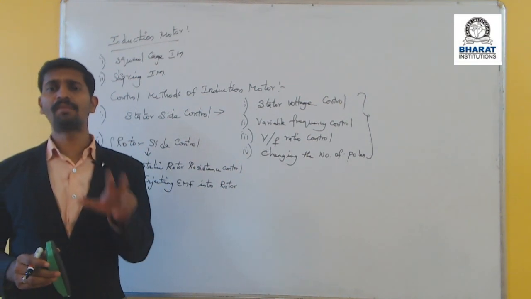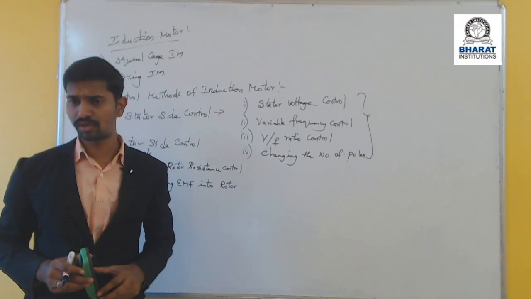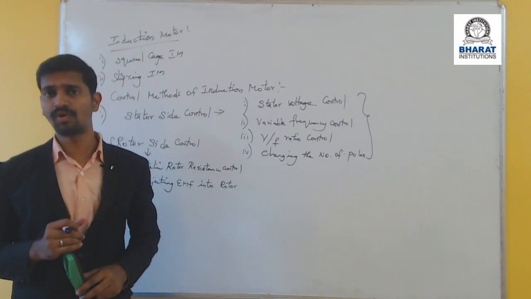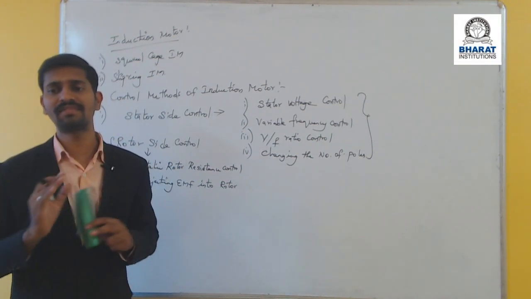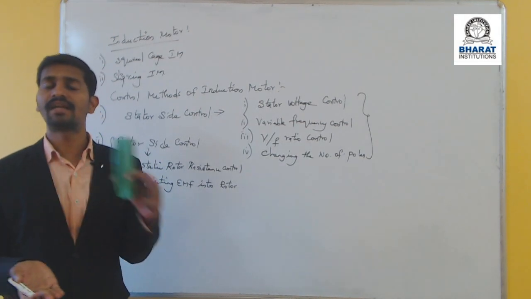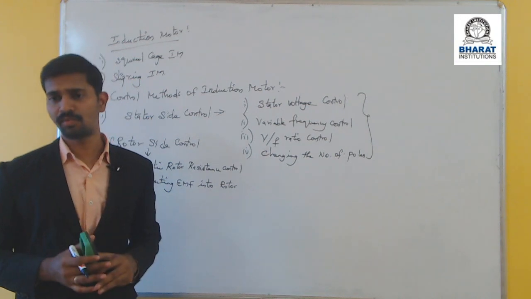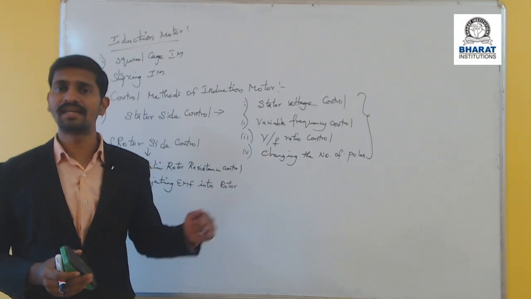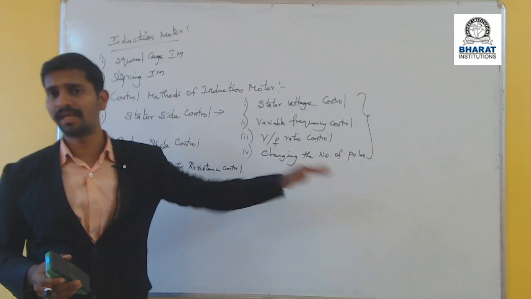So whenever talking about the speed control schemes of induction motor, we can control the induction motor speed with the help of two types of strategies. One is by varying the stator side parameters, we can control the speed of the induction motor. So this scheme is known as a stator side control method.